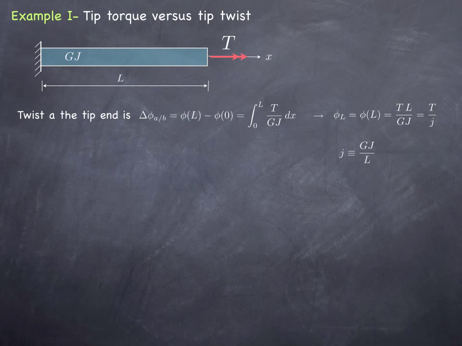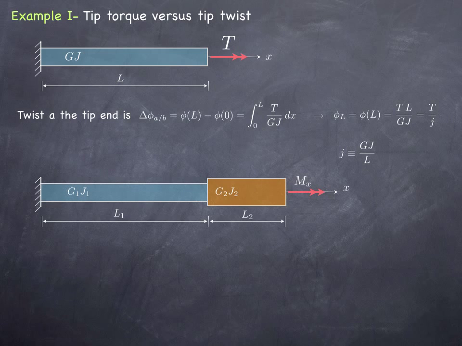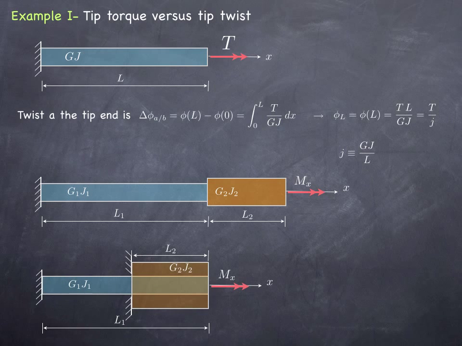We can also imagine scenarios where we are attaching two shafts in series. By that I mean we apply a torque at the end, and where the two shafts meet, they share the same torque. That will be a connection in series. And we can also imagine a scenario where we attach two shafts in parallel, where the two shafts meet, they share the common twisting angle phi.